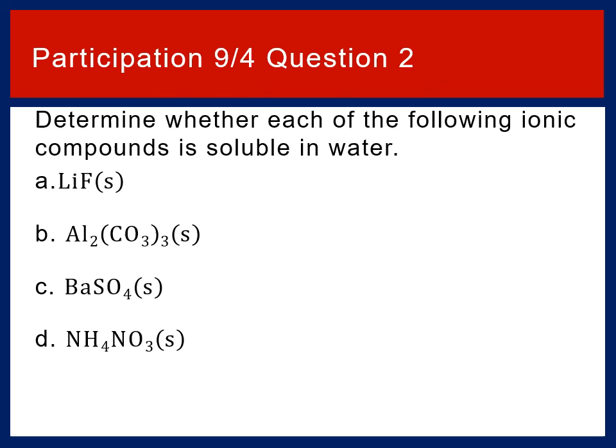Participation 9-4, question 2. Determine whether each of the following ionic compounds is soluble in water. A, LiF; B, Al2(CO3)3; C, BaSO4; D, NH4NO3. This is the second question on participation 9-4, due Friday, September 4th at 11:59 p.m. over on Blackboard. The link to the assignment is right below the document where these videos are posted. Again, determine whether each of the following ionic compounds is soluble in water: A, lithium fluoride; B, aluminum carbonate; C, barium sulfate; and D, ammonium nitrate. Hopefully these compounds look a little familiar. You can use some analysis or some stuff you've already figured out about these compounds.